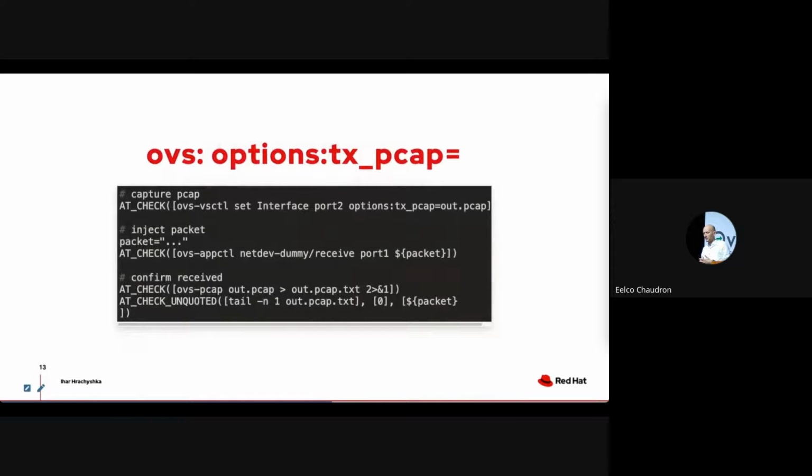Now let's say you want not only to inject a packet into the data path, but also confirm it is received by the output port. For this, you may configure the output port to capture in a pcap file using the tx_pcap option. And then you'd inject the packet through the input port, and finally you would use the ovs-pcap tool to convert collected pcap data into text format and compare the result with the expected packet definition.